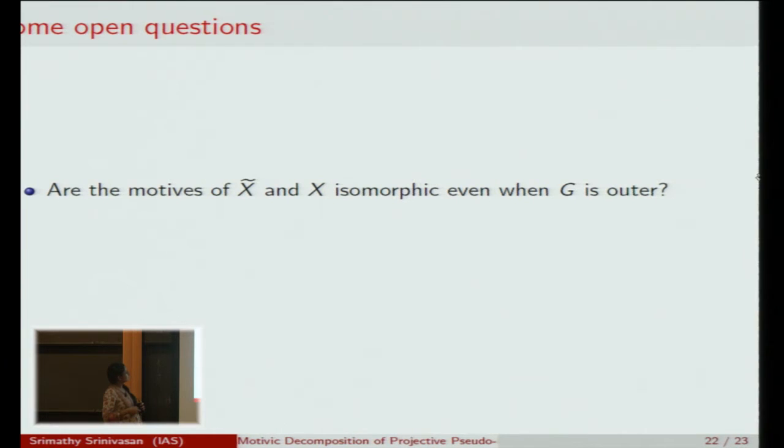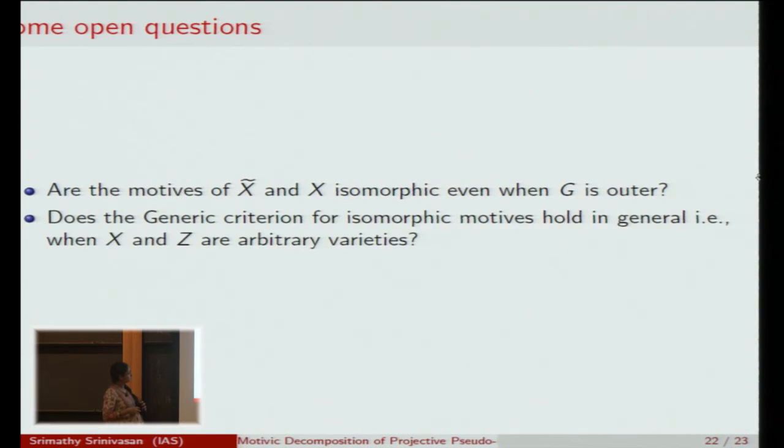And some open questions here. Again, all of these results hold only when G is inner. I haven't analyzed the case for G outer. So are the motives isomorphic even when G is outer? And also, in the generic criterion, I said X was projective homogeneous and Z was arbitrary. What if I make both X and Z arbitrary varieties? Does the generic criterion still hold? We don't have any counterexamples, and I don't know if it is true. So I'm just thinking about this problem. Okay, that's it.